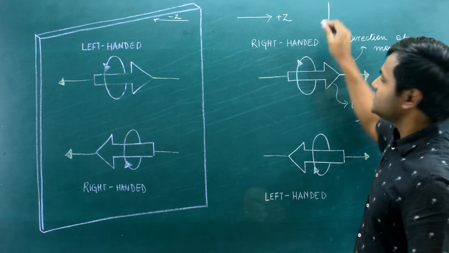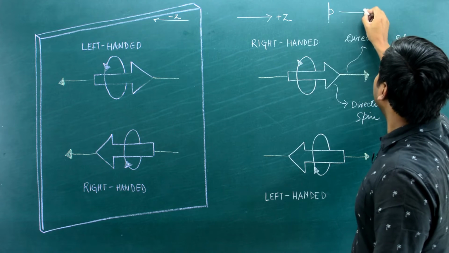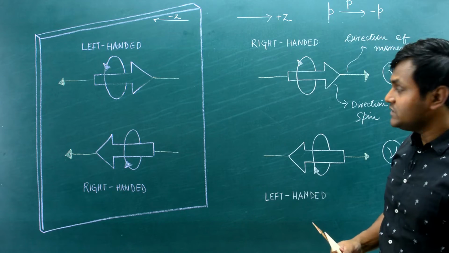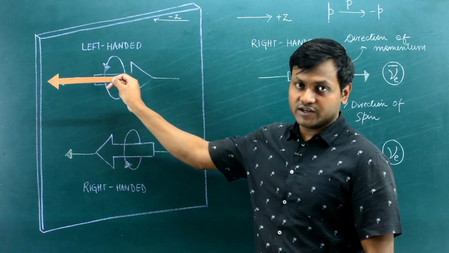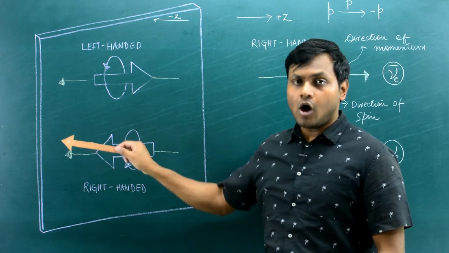So I said just in the first half of my video that the linear momentum P under a parity transformation becomes minus P, right? That means if a particle is moving in this direction, under a parity transformation, it will be in the opposite direction. If a particle is moving in this direction, in the mirror, it will be in the opposite direction, right?